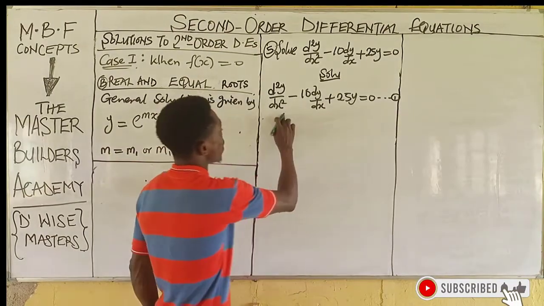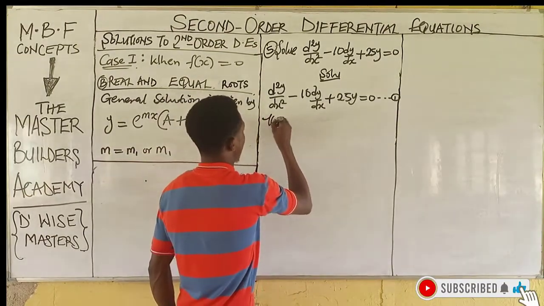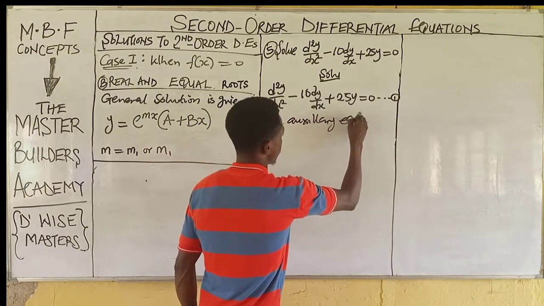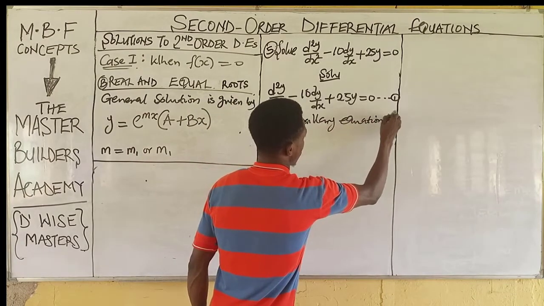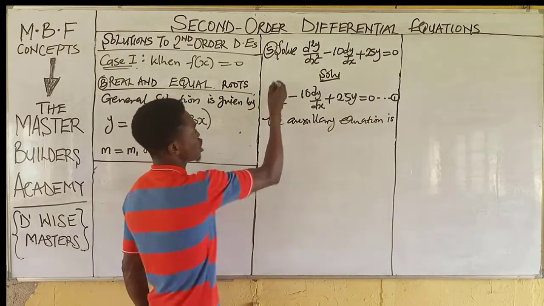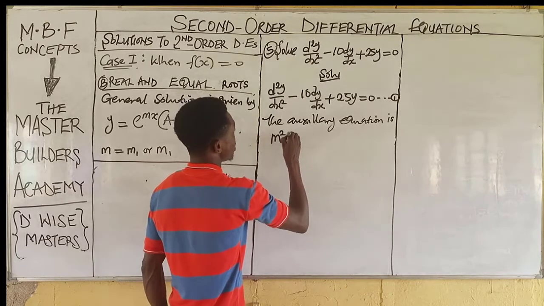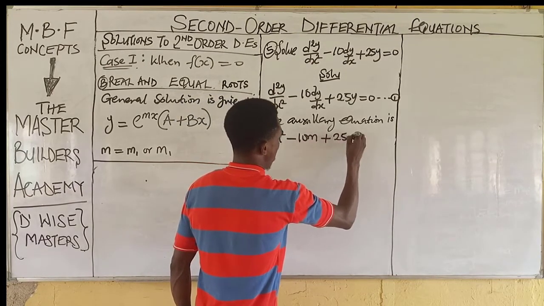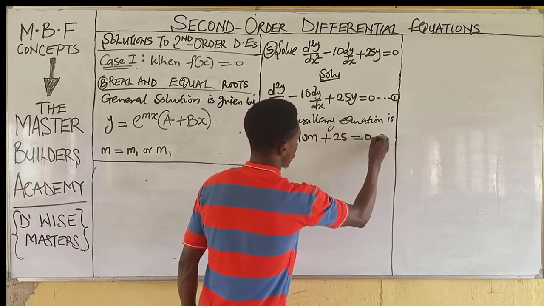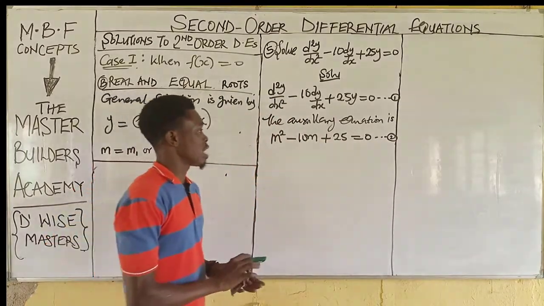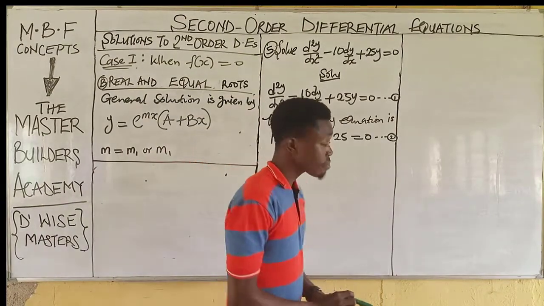Now, all we need to do here is to convert to the auxiliary equation. We already understand how to convert to auxiliary. So this becomes m squared minus 10m plus 25 multiplied by 1, which is 25, equal to 0. And this becomes equation 2. It's as simple as this. To obtain the auxiliary equation is just one step.